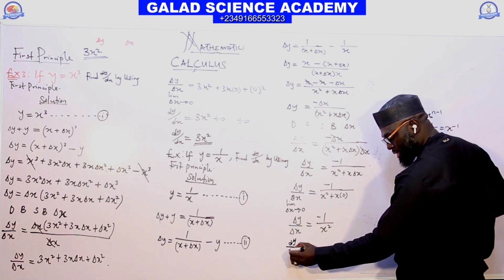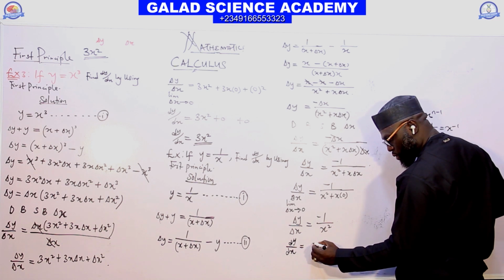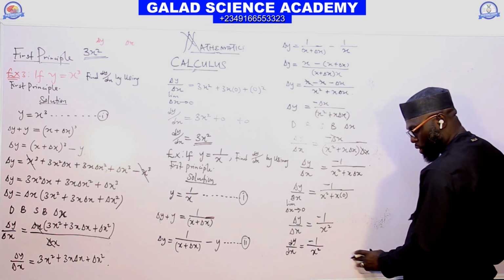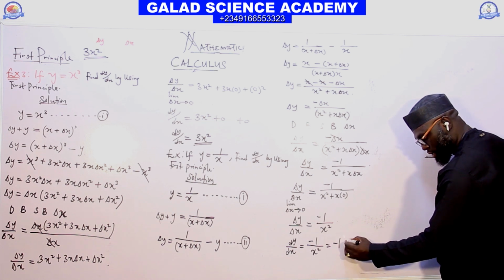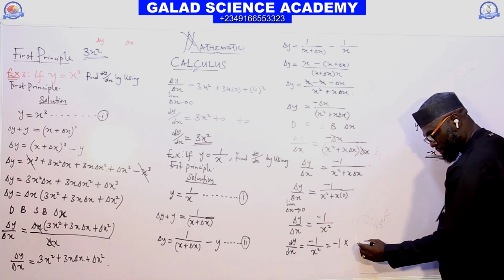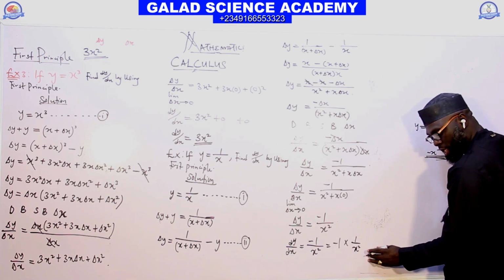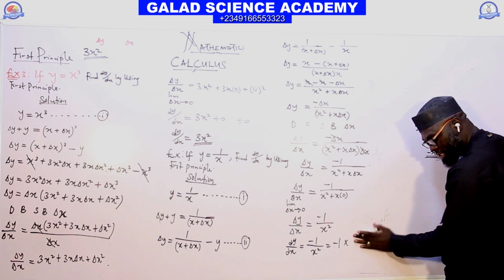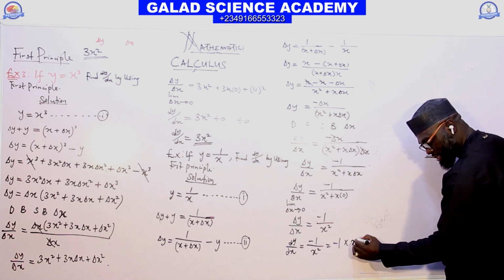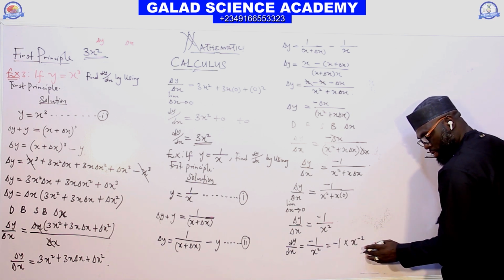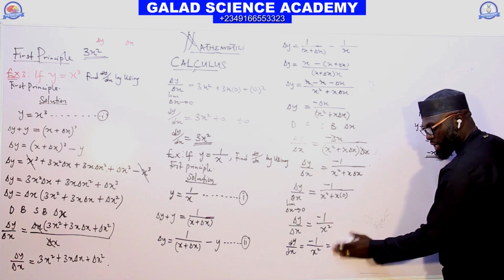So the final answer will now be dy/dx will be equal to minus 1 over x squared, or it can be minus 1 multiplied by 1 over x squared. So this is the same thing as x to the minus 2, or you can leave it in this form.